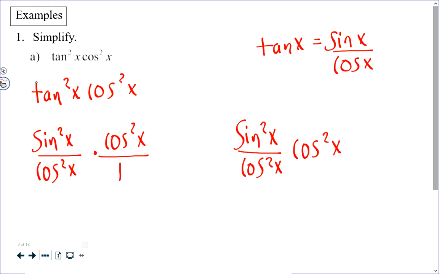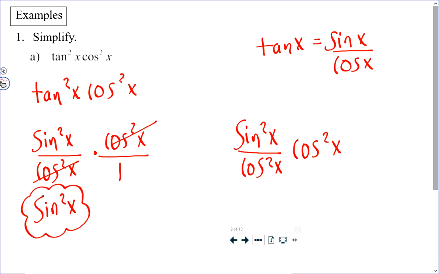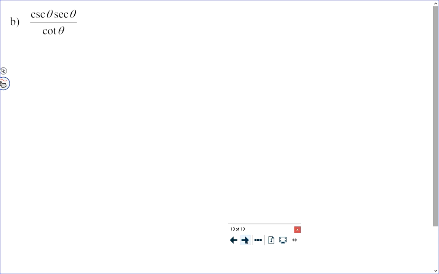Because we can see here that what we are allowed to do on the left is cancel the cos squareds, and all we are left with is sine squared of x. Tan squared of x times cos squared of x is sine squared of x. We've simplified it. Number 1b, we want to simplify this.